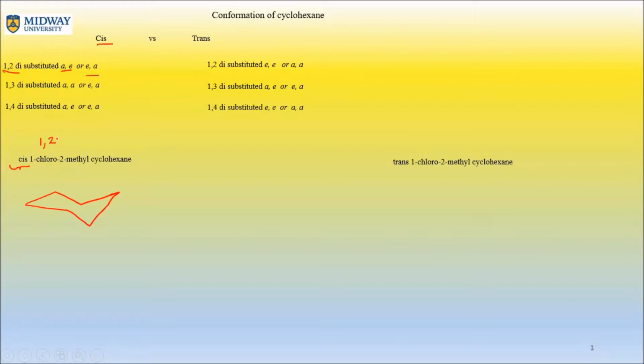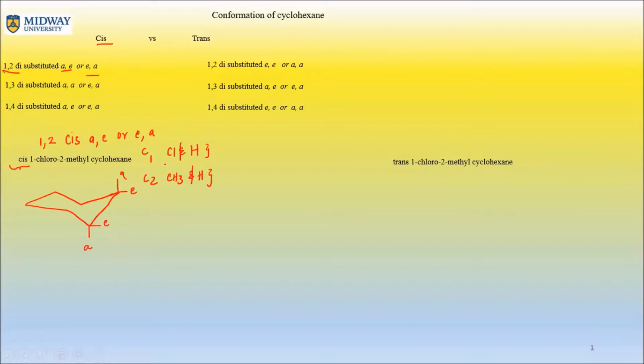Now, you don't want to think about which one is bigger between chloro and methyl, because they are on two separate carbons. On carbon 1, you have chlorine and hydrogen. And on carbon 2, you have methyl and hydrogen. That's how you compare them. And we know for 1-2, cis is axial equatorial or equatorial axial. So this is axial, this is equatorial, this is equatorial, this is axial.